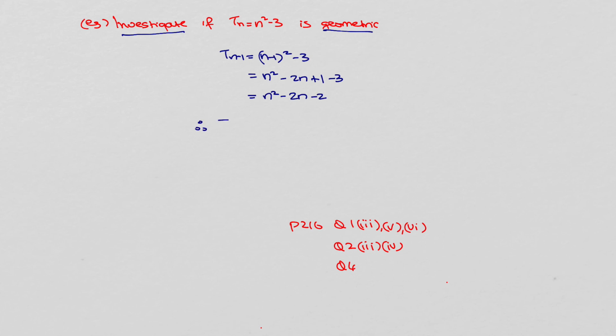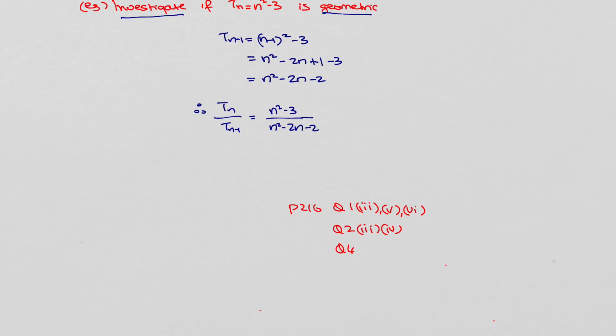And therefore, if I have t of n divided by t of n minus 1, I end up with n squared minus 3 divided by n squared minus 2n minus 2. There is nothing common there with the top and the bottom, which means I'm always going to have an n in my answer. And therefore, it is not a constant, and therefore it is not geometric.